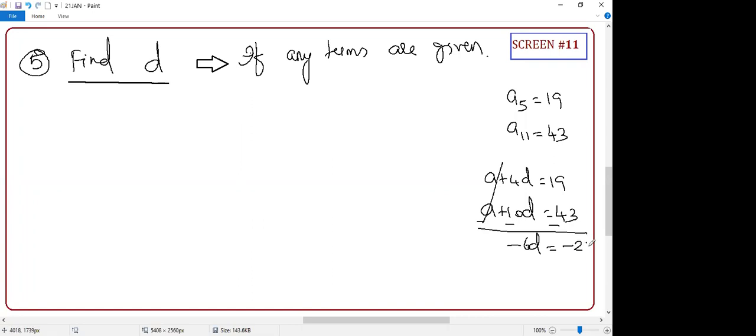24, sir. D equal to 4. So guys, how are you finding D? By forming the equation. Correct or not? You are basically solving the linear equation. If I give you a beautiful method instead of this, will you be happy or not?